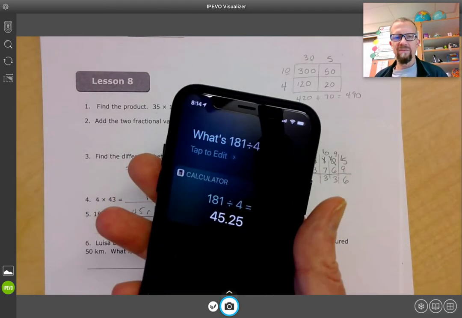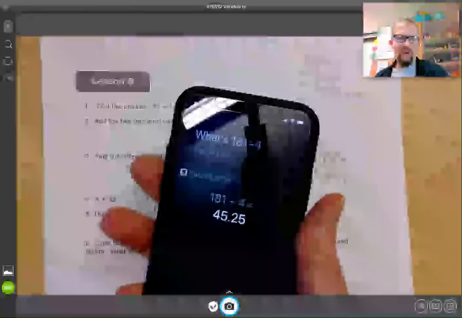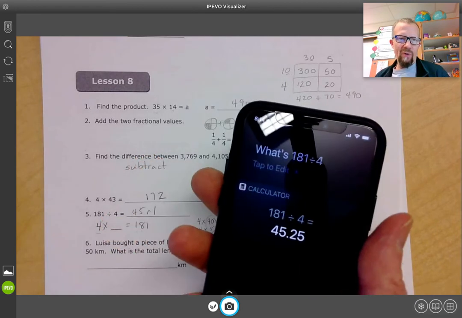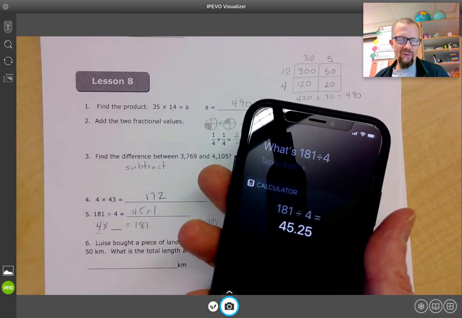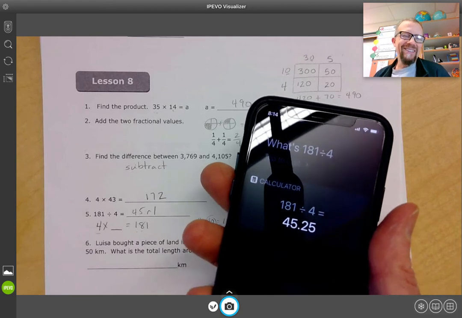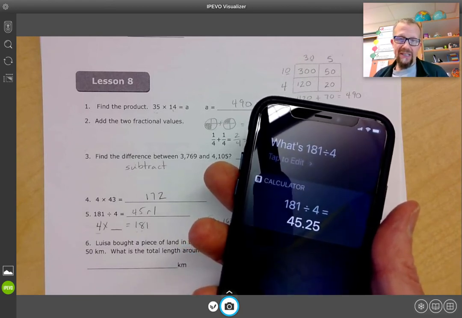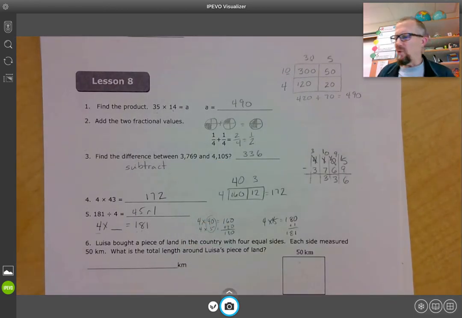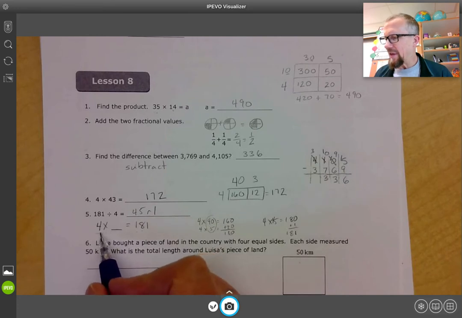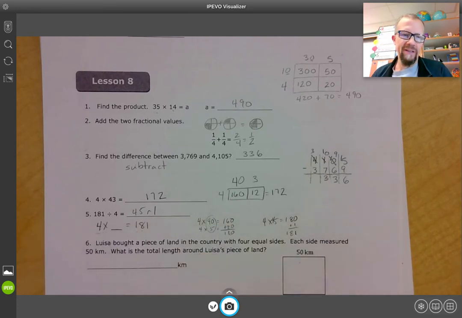It's 45.25. So my phone gave me a decimal. I still have the 45 instead of a remainder 1. It says 0.25. You'll learn more about that later on how to change that remainder into a decimal. But I'm more concerned with what's happening right now. So I want to think of this as how many 4s are there? And one way to do that is to just multiply till we get there.